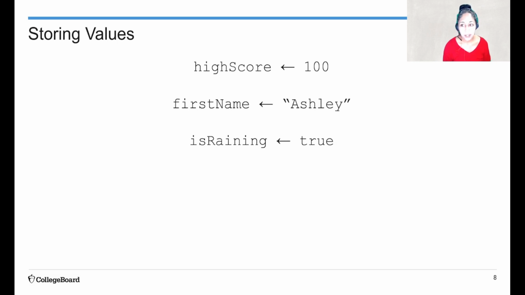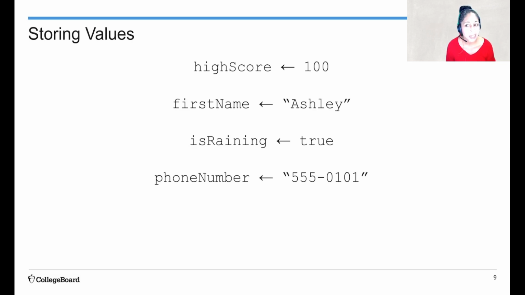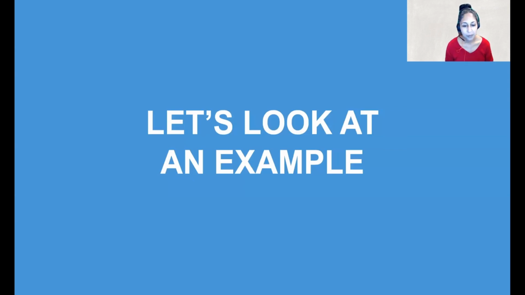Since my is raining variable is intended to be a boolean variable to check whether or not it's raining, I can store the value true because again, I'm in Florida and it rains a lot here. So I'm going to set that to true and store that value there. And then my phone number, I'm storing the text 555-0101 inside of my phone number variable. And again, I'm storing this as text and not as an integer because I'm not wanting to do math with this phone number. So let's look at an example within a code.